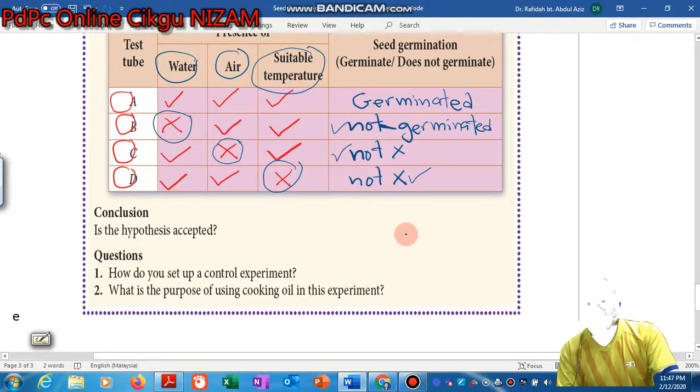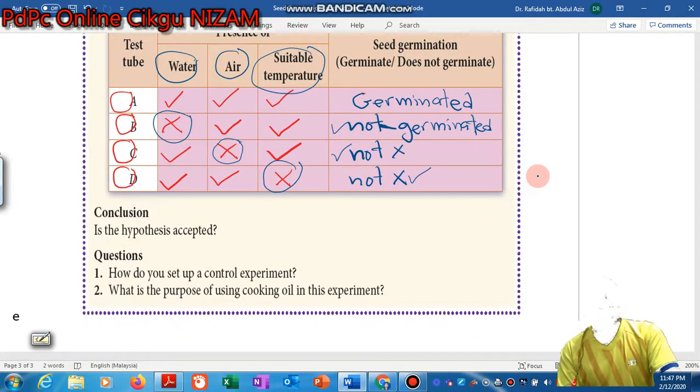So that's all. I hope that you can understand the concept of seed germination and what the conditions required for a seed to germinate are. So after this, we will discuss the exercise given in the science activity book. So I hope that you will do the exercise first, and then we will discuss the questions next week.